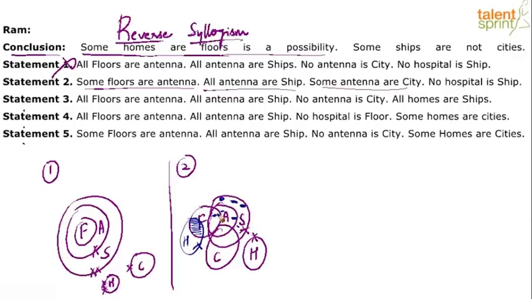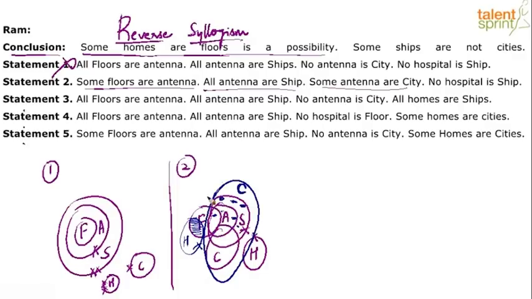When will some ships are not cities become false? When all the ships are cities. And can all the ships be inside cities? Yes, it is possible. Look at the third statement: some antenna are city. We have drawn it in this way, but can we also draw the cities in this format? Forget about the purple C and look at the blue C. It is a possible diagram.